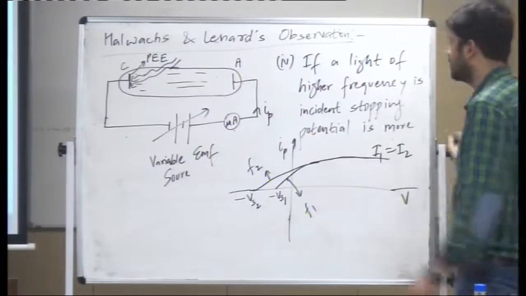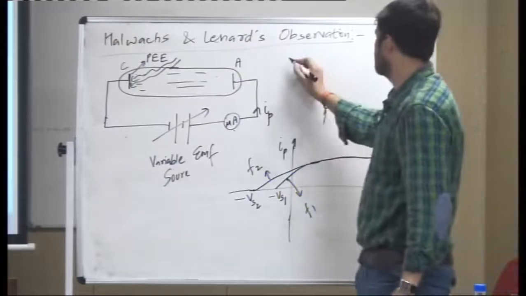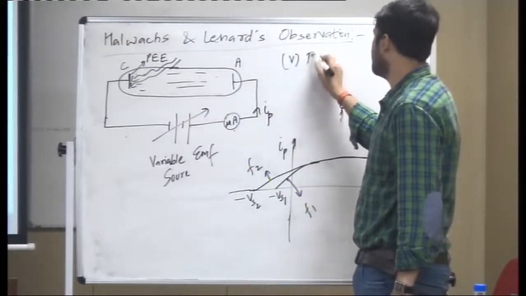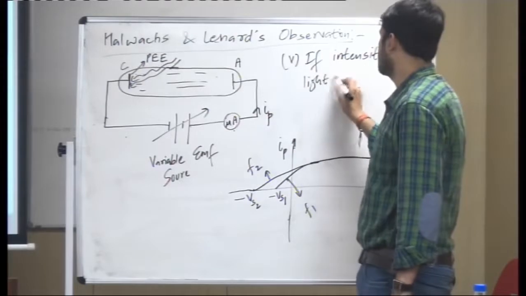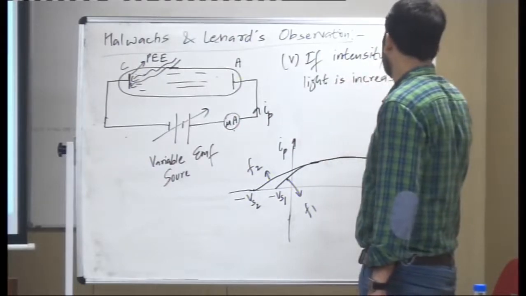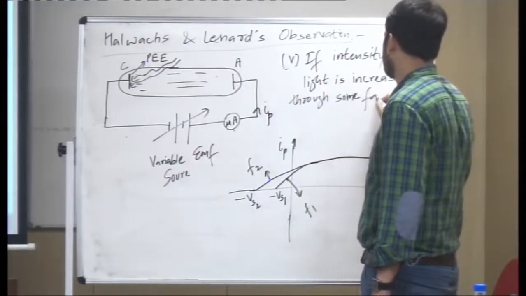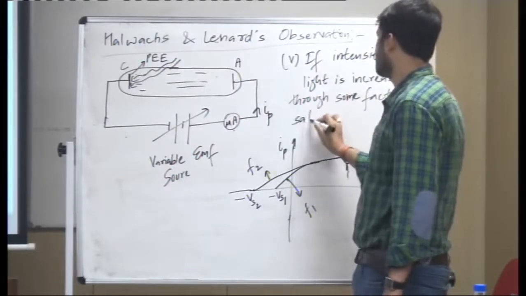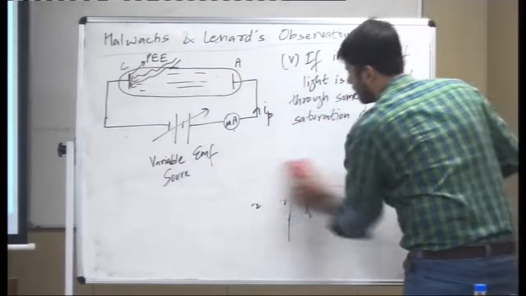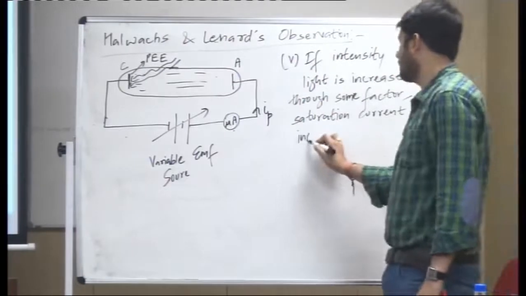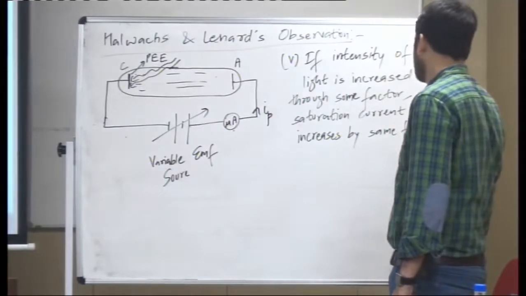Shall I erase this? Fifth would be if intensity of light is increased through some factor, saturation current increases by same factor. So what it simply means?